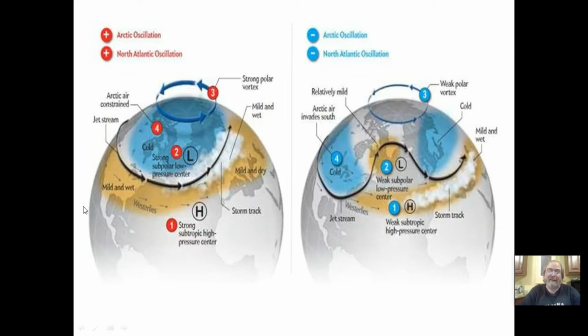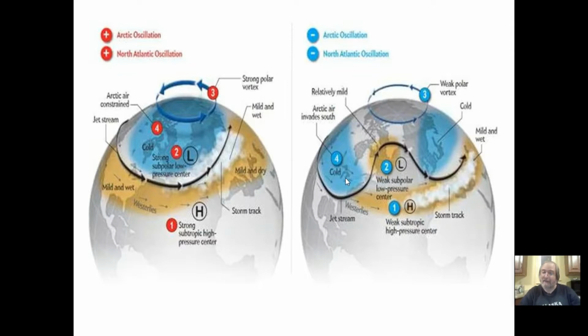So where were we? Oh yes. We look at the contiguous U.S. here. It's mild and wet. And here's the jet stream. During the negative oscillation, these two pressure systems weaken. So the subtropical high weakens, the subpolar low weakens. The polar vortex weakens. So the cold air is not as contained. It starts dipping down, and when it dips down, it brings the cold Arctic air with it.